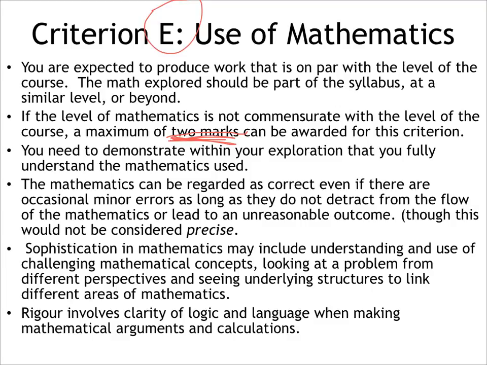Though recognize that if you do something that's not up to par difficulty-wise, you can get a maximum of 2 on Criterion E. And that means that your other sections need to be very, very strong.